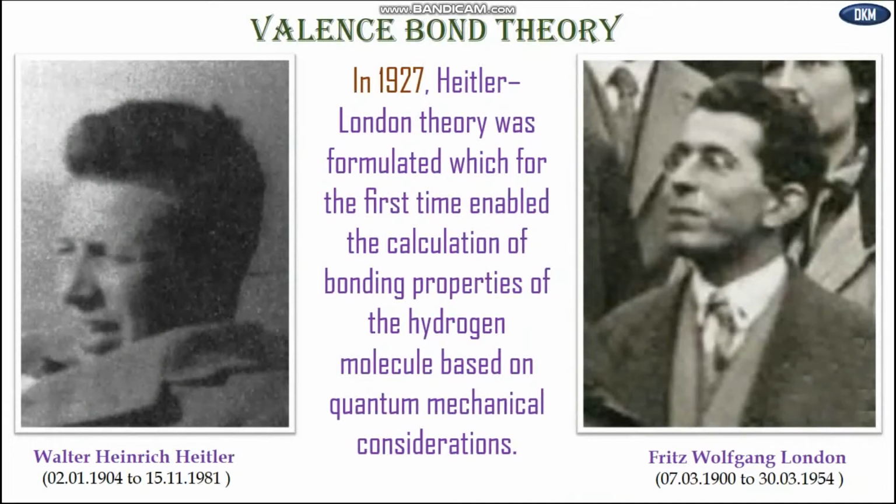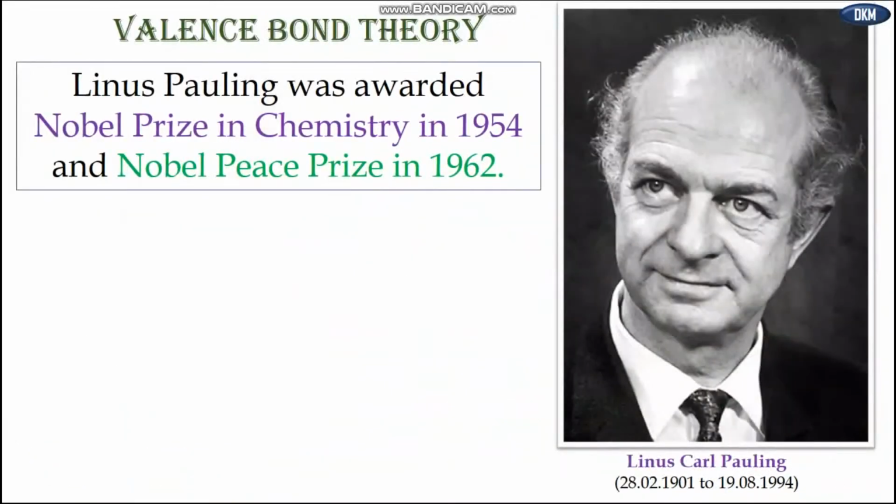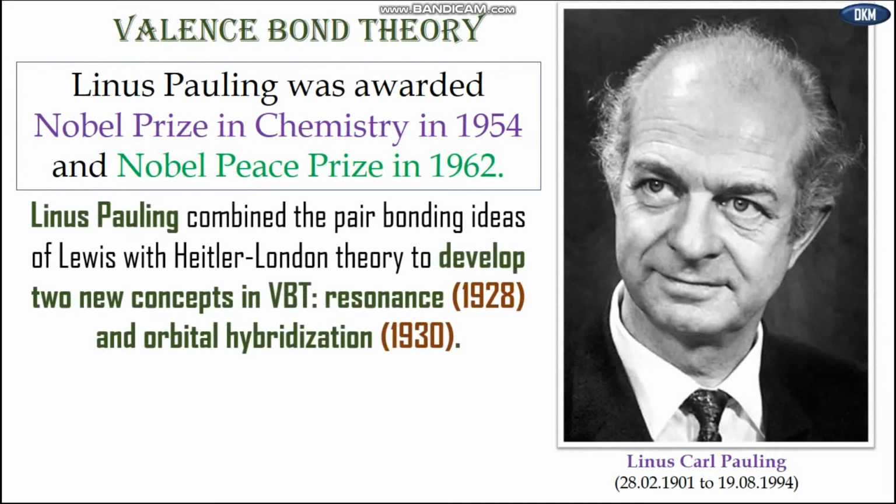Heitler and London used the Schrödinger wave equation to show how the wave functions of two hydrogen atoms join together to form a covalent bond. And then the genius Linus Pauling came. He got the Nobel Prize twice: in 1954, the Nobel Prize in Chemistry, and in 1962, the Nobel Peace Prize. He became one of the top 20 scientists of the 20th century.